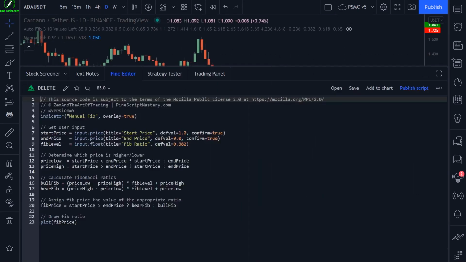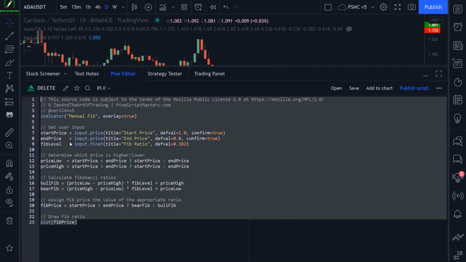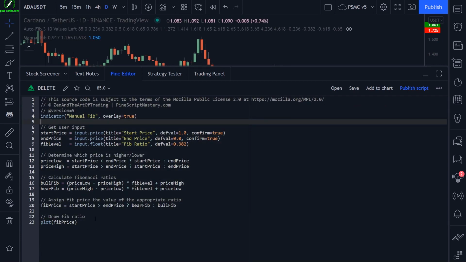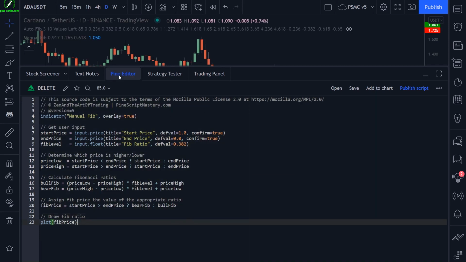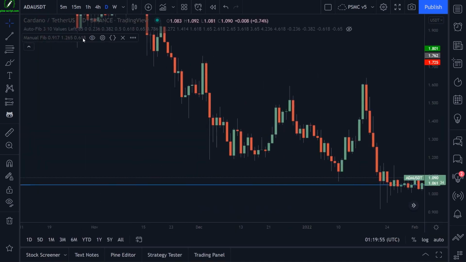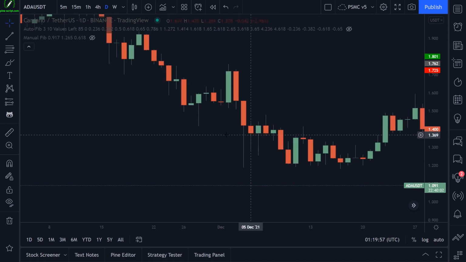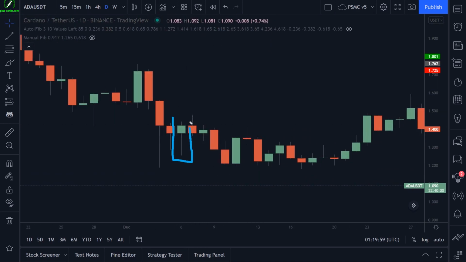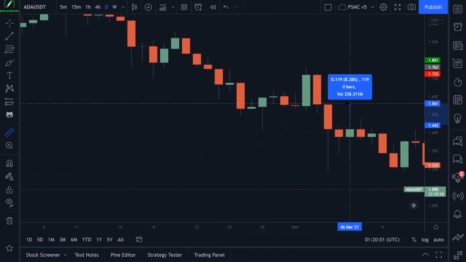Anyway, that will do it for this particular lesson. This is just a manual Fibonacci lesson. I'll leave the source code below. This is also the approach I use for determining hammer and star candles. So for example, if I zoom in on this bar right here, this green bar, or the red bar next to it would also work.